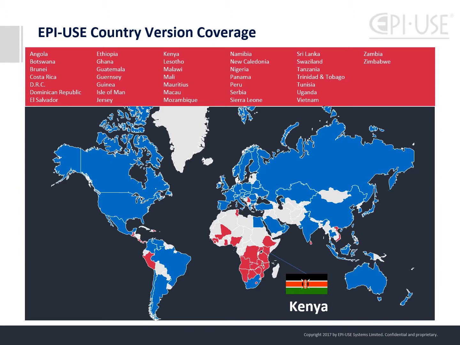EPI-USE has a number of country versions, as can be seen on this map, where Kenya is one of the country versions that is provided by EPI-USE.